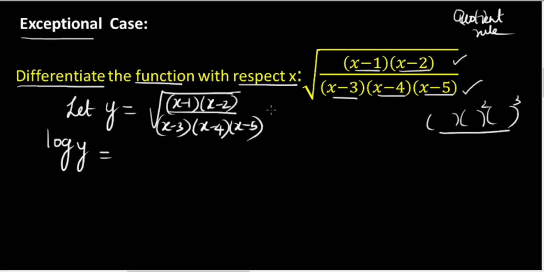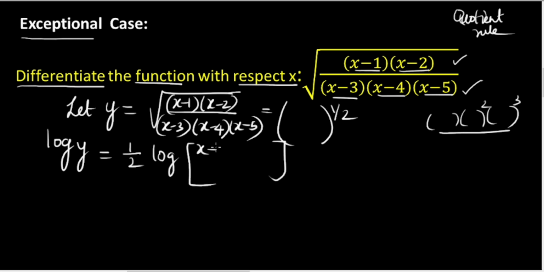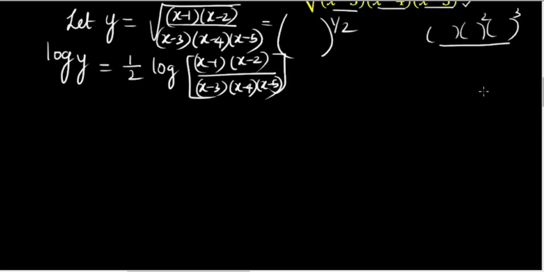Square root is nothing but the whole to the power of half. So whenever we are applying log, half comes in front. So log y equals half of log of the same thing that has been given in the question: (x minus 1)(x minus 2) over (x minus 3)(x minus 4)(x minus 5). We can take differentiation as the next step, but before that, we'll try to simplify as much as we can using our logarithmic properties.